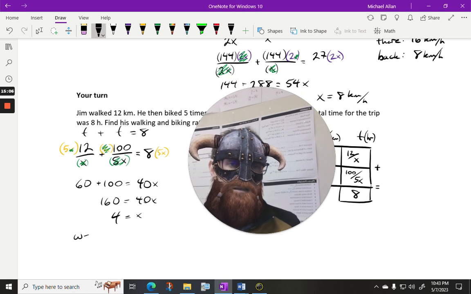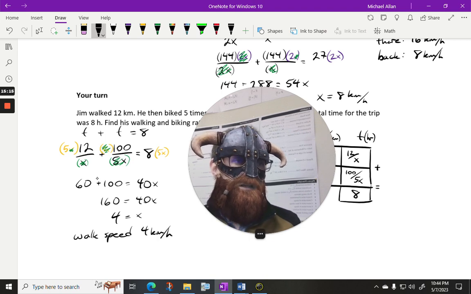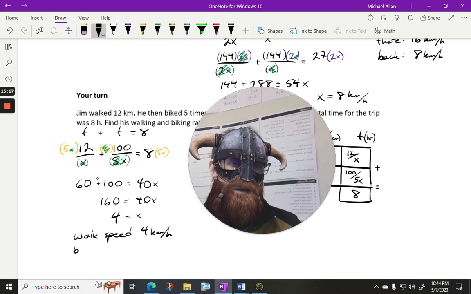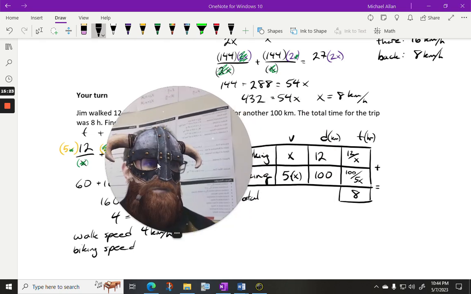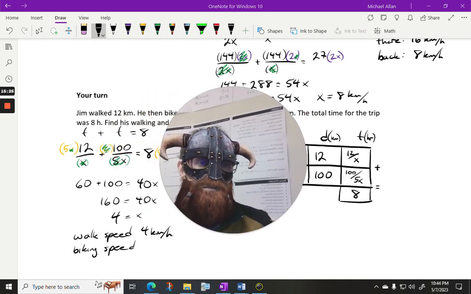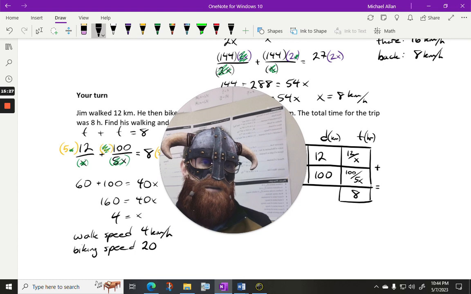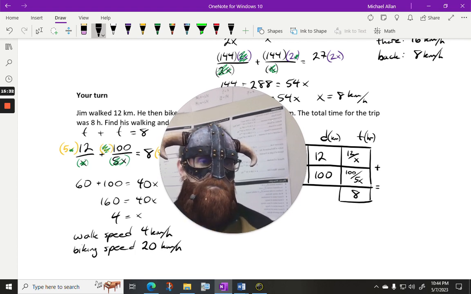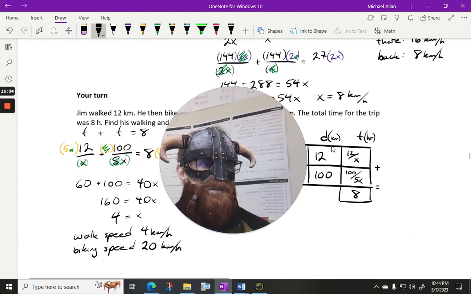So I'll just write that down here. Walk speed, we'll call it. So it's 4 kilometers per hour because we use kilometers and hours here. And his biking speed is going to be 5 times that. That's how fast it's going. So 5 times 4 is 20. And there we go. Awesome. That wasn't too bad. All right.